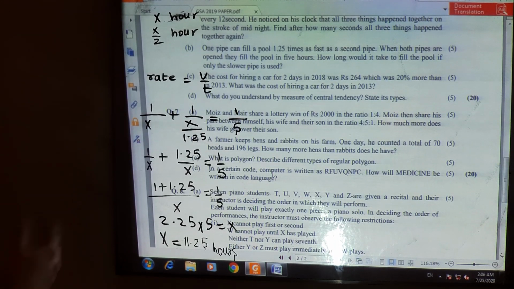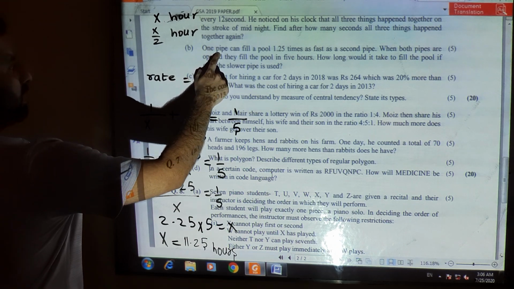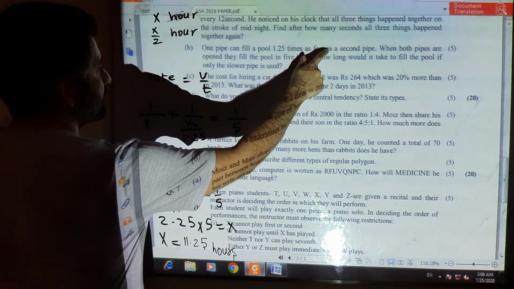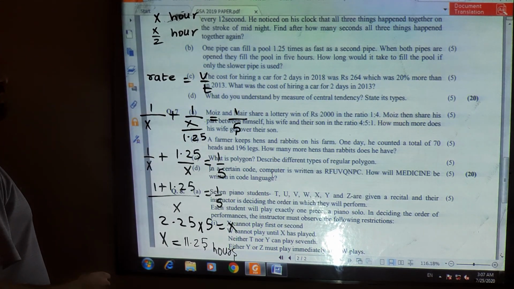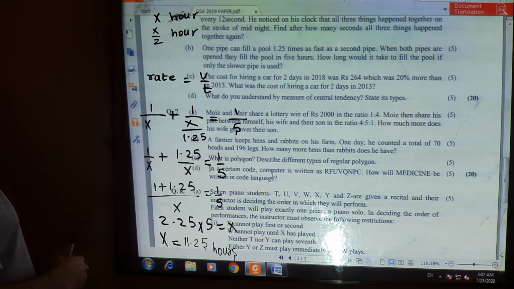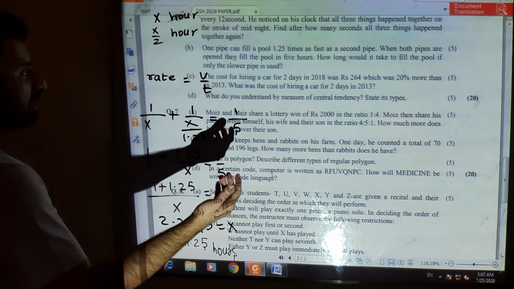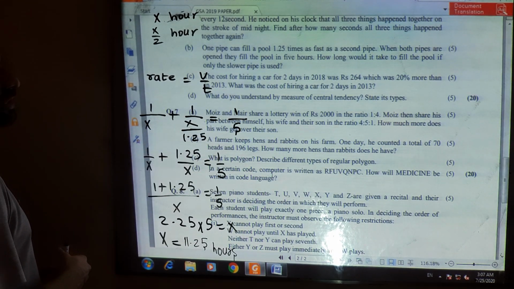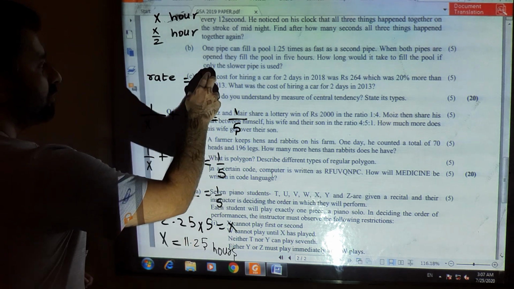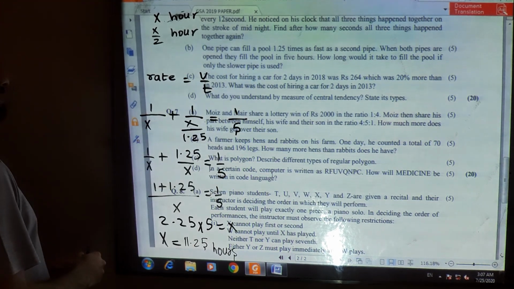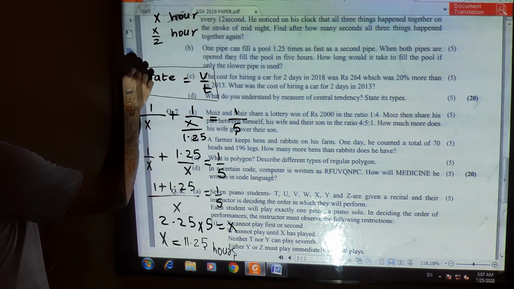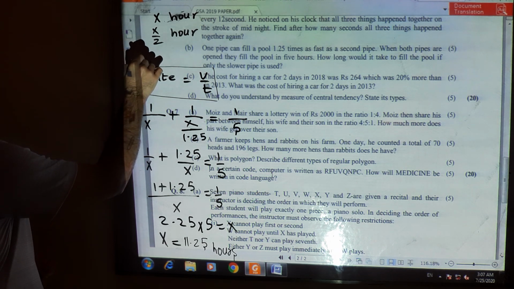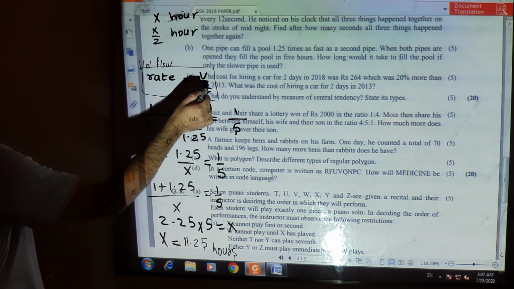So this is question number 6 part B. One pipe can fill a pool 1.25 times as fast as a second pipe. When both pipes are opened, they fill the pool in 5 hours. How long would it take to fill the pool if only the slower pipe is used? Well, this is a question from rate, and here I am talking about volume flow rate, and that is volume per unit time.